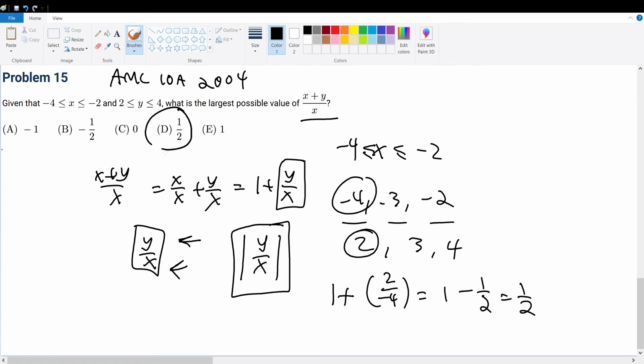Now, if you are running out of time on this test, then you can probably solve it by eliminating answers from logic. Right off the bat, -1 and -1/2. Well, we can obviously create 0 if we let y and x be equal, and that's possible because each are in the same range as each other. So A and B definitely 100% will not be the case.